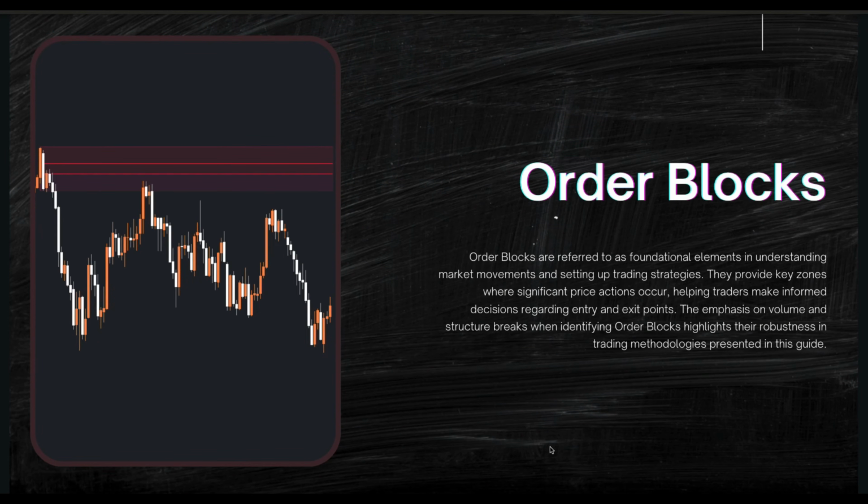Order blocks are referred to as foundational elements in understanding market movements and setting up trading strategies. They provide key zones where significant price actions occur, helping traders make informed decisions regarding entry and exit points. The emphasis on volume and structure breaks when identifying order blocks highlights their robustness in trading methodologies presented in this guide. Really, I'm just yapping, guys. I just want to sound fancy. That's probably the only reason why I added this.